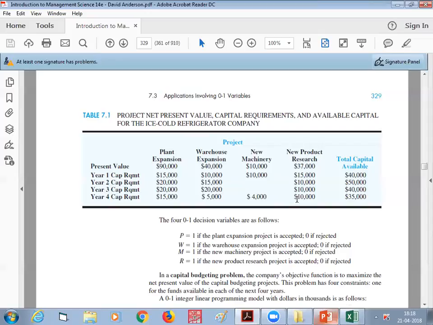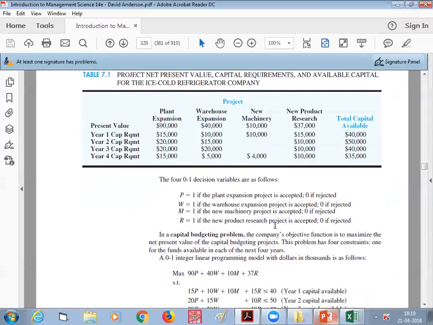We can select multiple projects, but we have to maximize present value and keep our capital requirements in mind. In each year, the total capital requirement should be less than or equal to the capital available. The variables will be binary variables P, W, M, and R, equal to 1 if the project is selected, 0 if not. The total net present value is 90P plus 40W plus 10M plus 37R, in thousands. This is what we're trying to maximize.